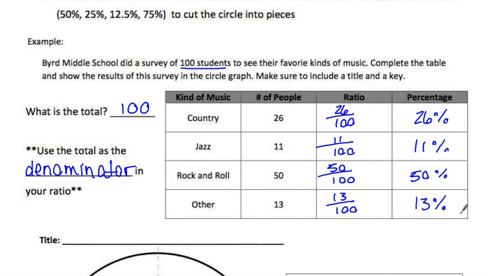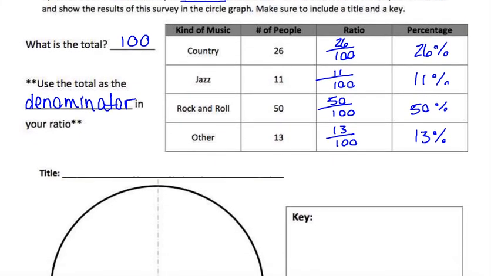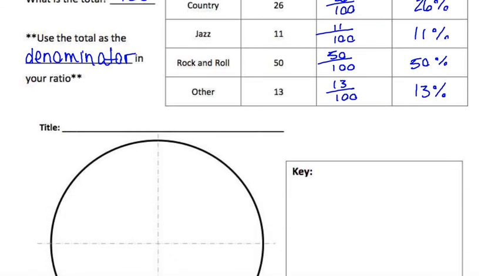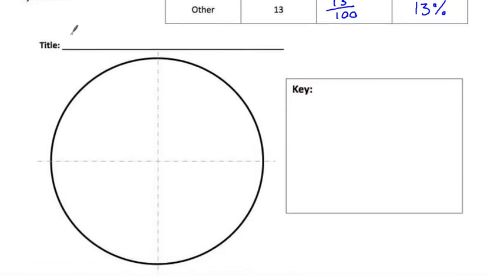All right, so that wasn't too difficult because it was out of 100. That was an easy one. So the title of this, we should probably title it Favorite Kinds of Music. And I spelled favorite wrong there. So we're going to title this Favorite Kinds of Music.